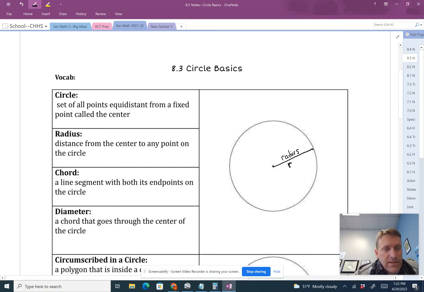A chord is a line segment with both its endpoints on a circle. So a chord looks like this. Just a line segment.